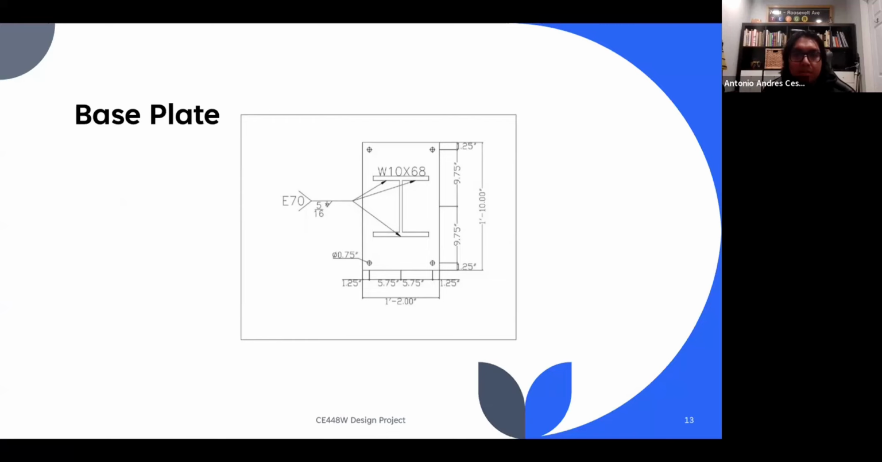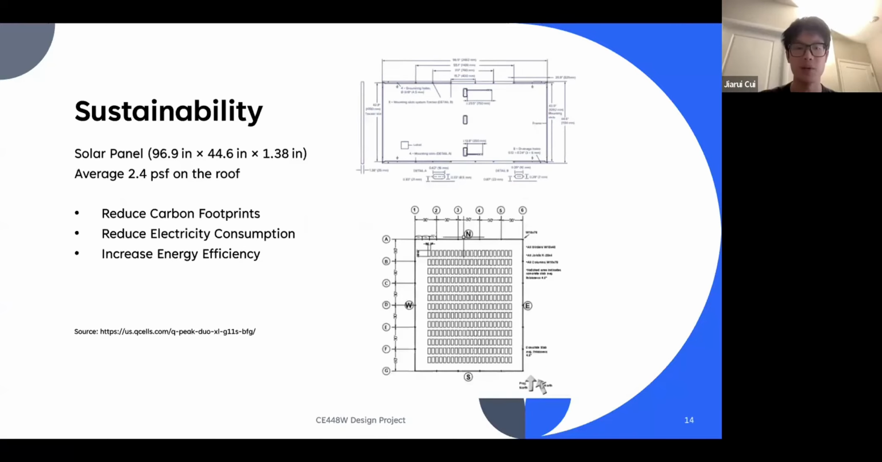For sustainability, we'll add solar panels on the roof to reduce carbon footprint and electricity consumption and increase energy efficiency.